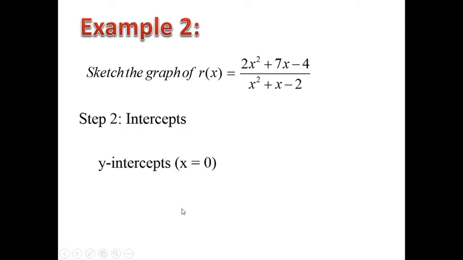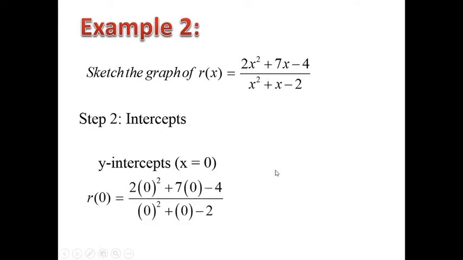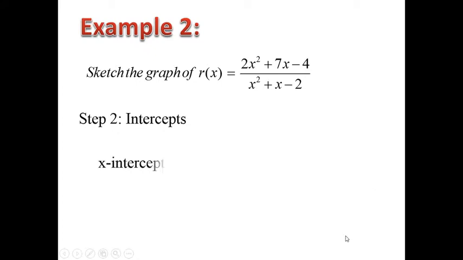After you factor it, you want to find the y-intercept. In order to get the y-intercept, you set x equal to 0. Once you plug in all the zeros, you just solve for y, and you end up with 2. So (0, 2). And for the x-intercept, you do the opposite: set y equal to 0.